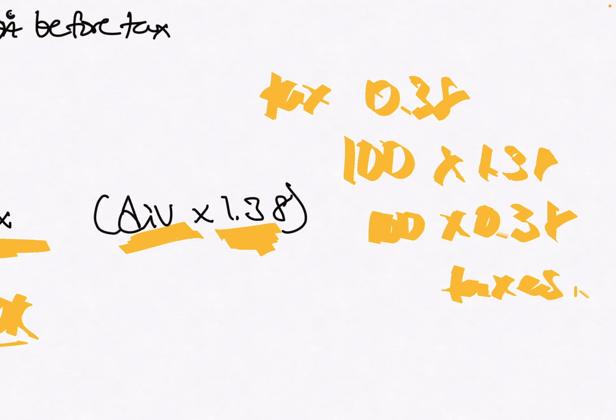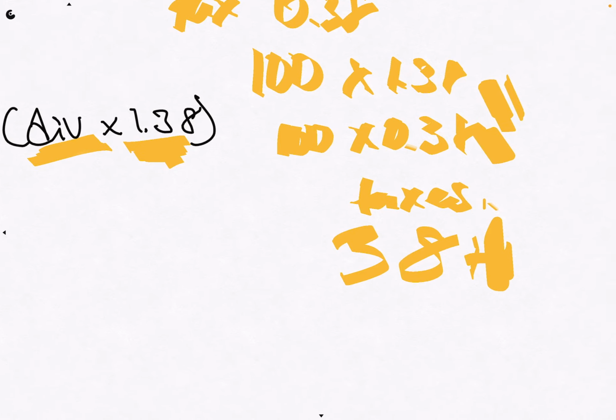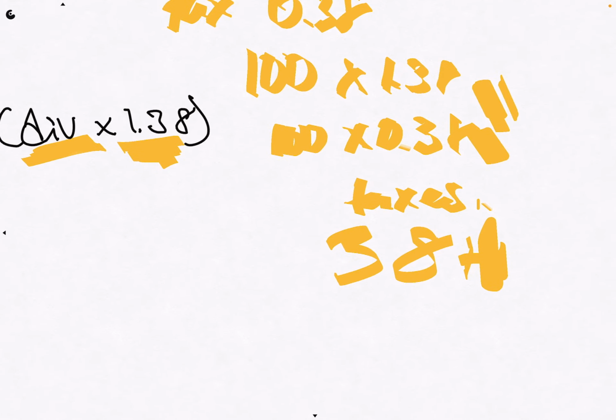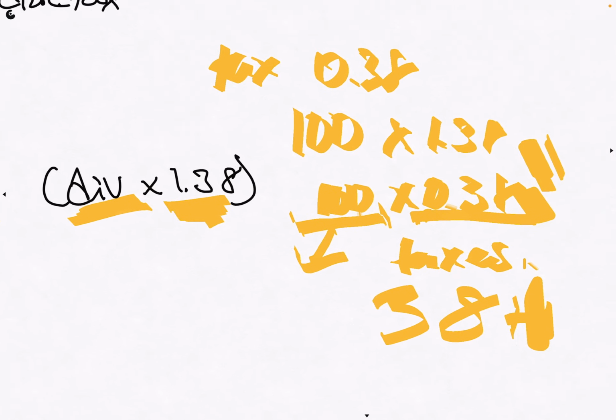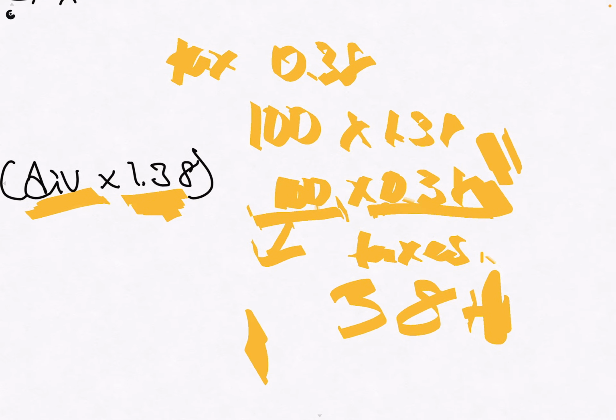I feel like I'm doing this wrong actually. 38 plus 100? It won't be that big though. It's got to be less. This is the dividend that they're paying out to me. This is the before tax amount. Oh wait, no, I guess this number would be 138 times 0.38.